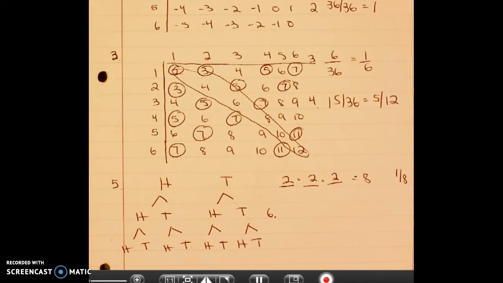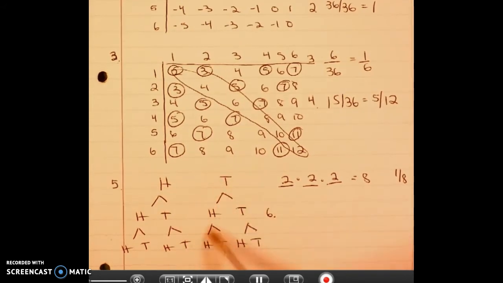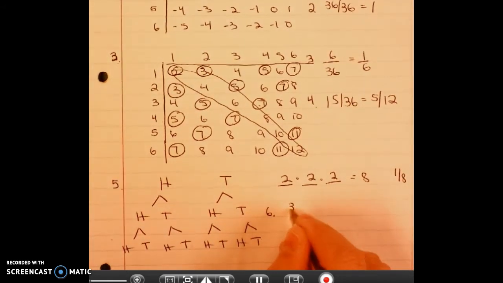Question number 6 wants to know 2 heads. So that would be this case here. That's 1. That would be a second case, a third case, and that's it. So 3 out of 8.